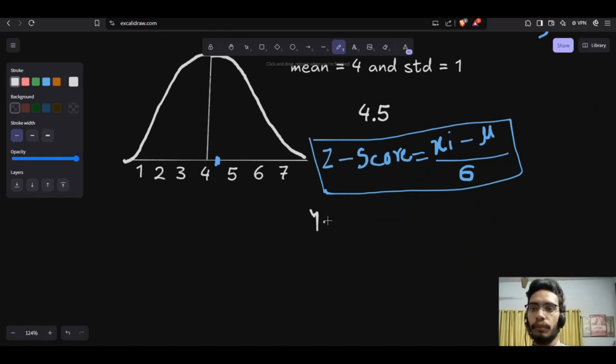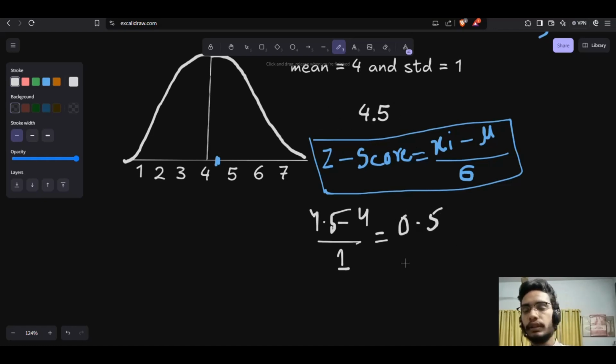4.5 minus the mean, which is 4, divided by standard deviation, which is equal to 1. So I got 0.5. So you can say that 4.5 is at 0.5 standard deviation from the mean. If you add 0.5 to the mean, you get this value 4.5, right? I hope you understand this concept.